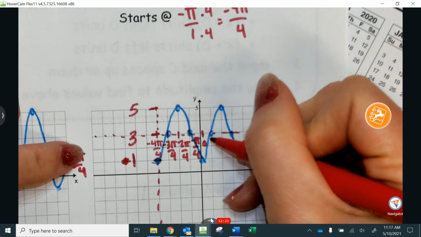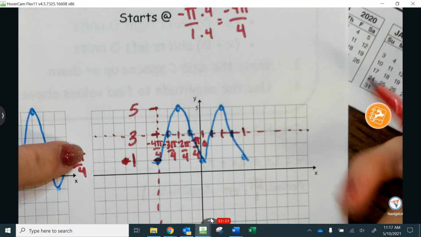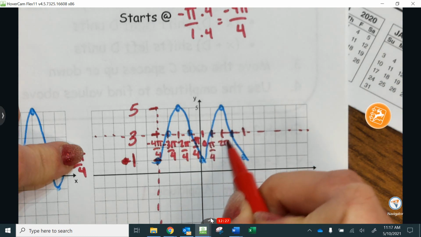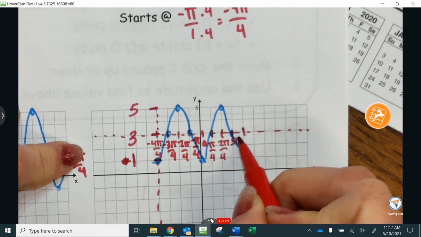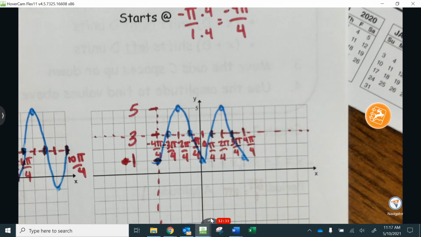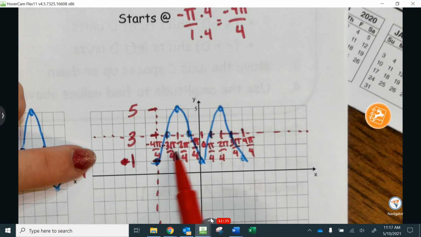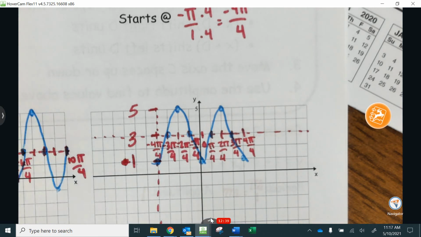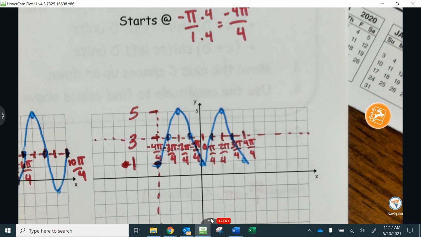And then the only tricky part is trying to do all of these. So this is pi over 4, 2 pi over 4, 3 pi over 4, and 4 pi over 4. Because those were all negatives. I don't know if you can see all my negatives, but they're there. Okay? So that is graphing A, B, C, and D.